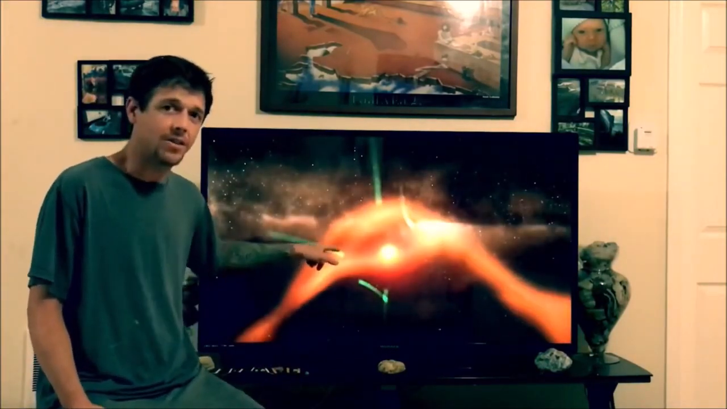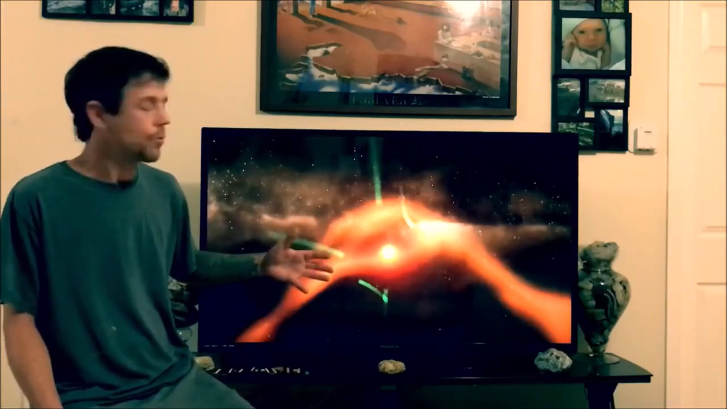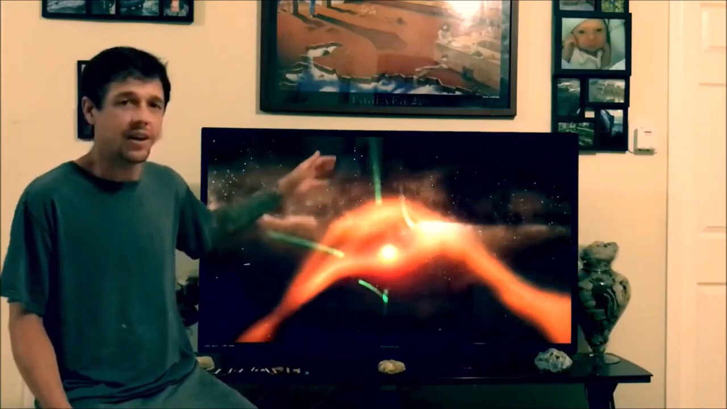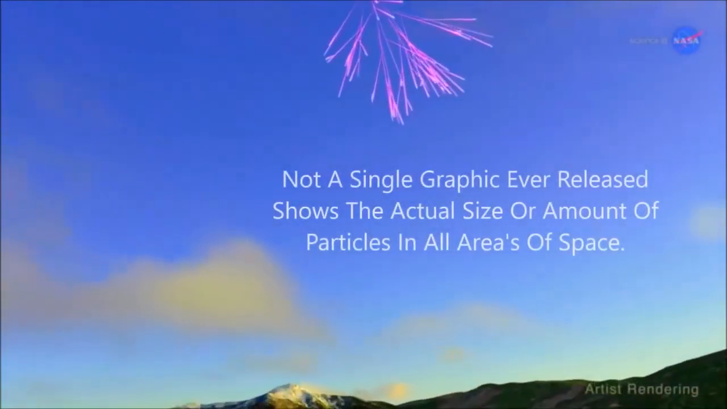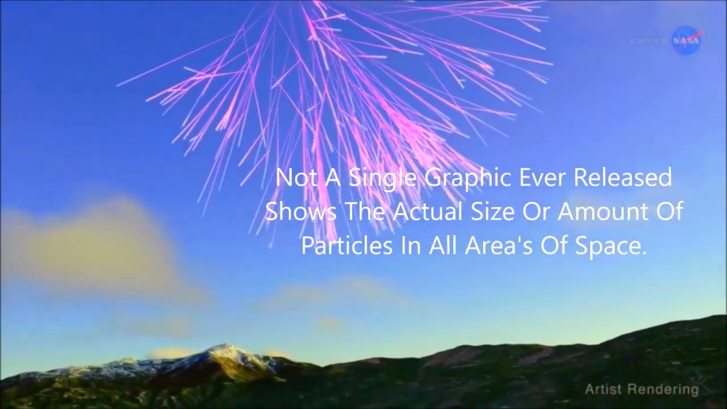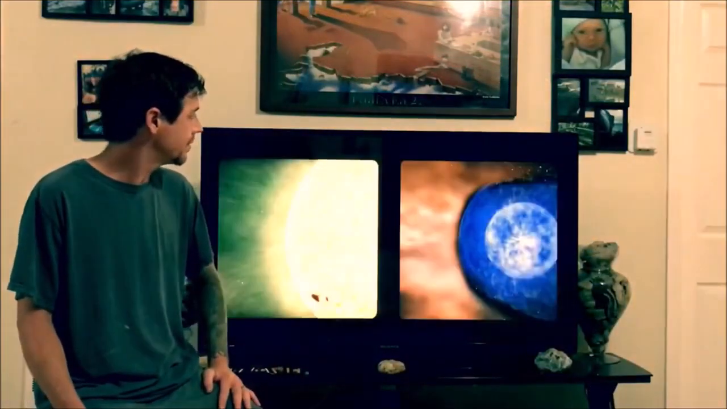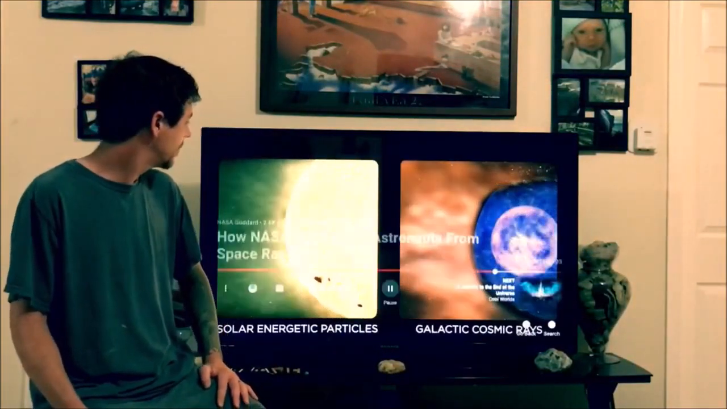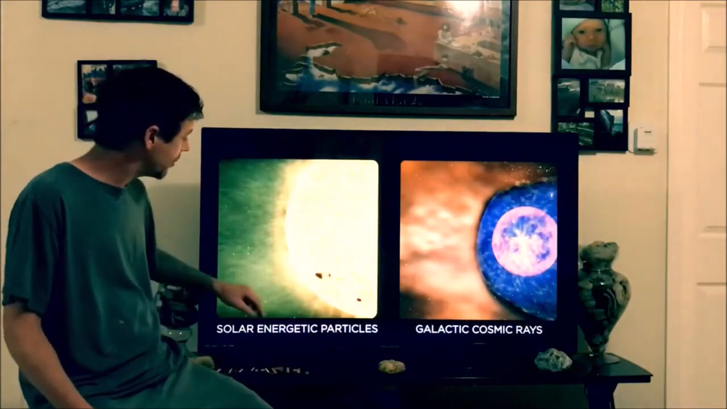These, again, are not to scale. This is an inaccurate representation. Not only that, we aren't even sure exactly how the cosmic background radiation is affecting us. And possibly further out in the universe. If solar energetic particles are intense... So, here it is, perfect solar energetic particles.